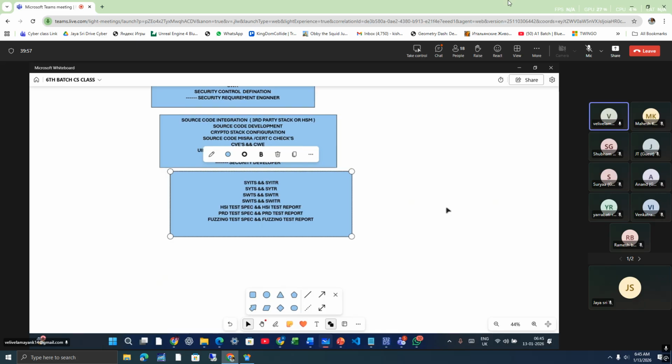Pen test planning as well. Test planning and security testing: how much you will cover, internal pen test or external pen test, port scanning and all. Some part we will do, some part complete planning. Here I am putting maybe white box, black box.